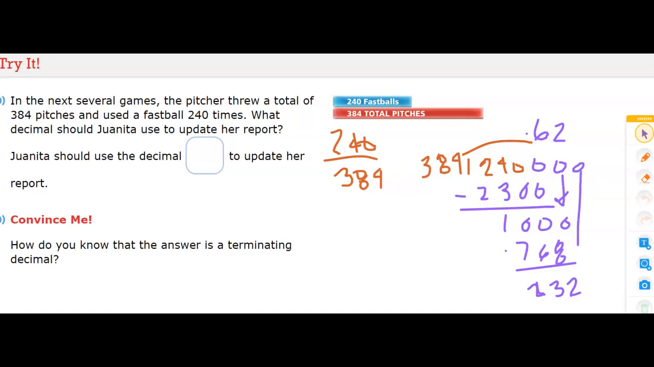Add another 0. So 2,320. 384 going in 5 times. 384 times 5 is 1,920. And then just for space and everything, I think we could stop here at the 10,000ths place. So the new decimal would be 0 and 625 thousandths.